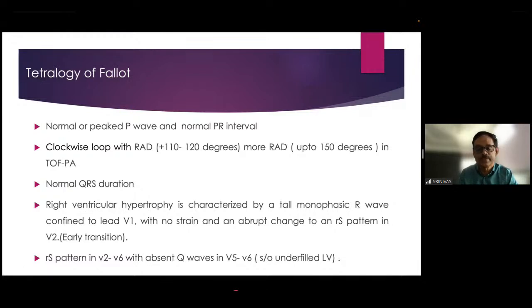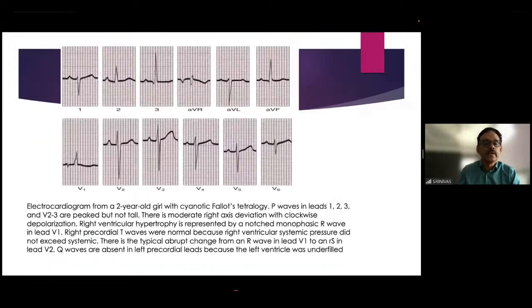Sir has just now highlighted this point during the clinical case discussion. Absent Q waves in V5 to V6 because of underfilled left ventricle. And here you can see there is no Q wave in V6. In a TOF patient with normally positioned morphological left ventricle, there is monophasic R in V1 with early transition into V2, and there is a clockwise loop suggested by Q waves in L3 and also aVF and a significant right axis deviation. This is classical for TOF. Just by seeing this ECG, we can say we are dealing with a TOF patient.